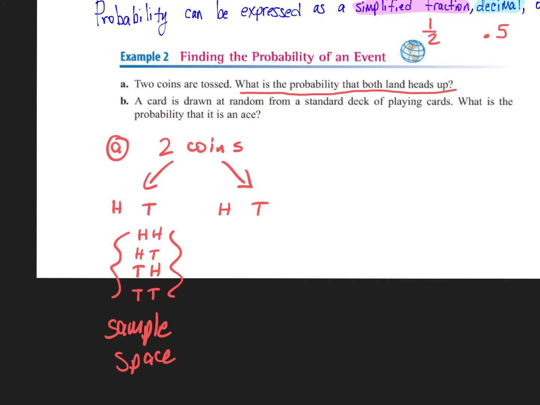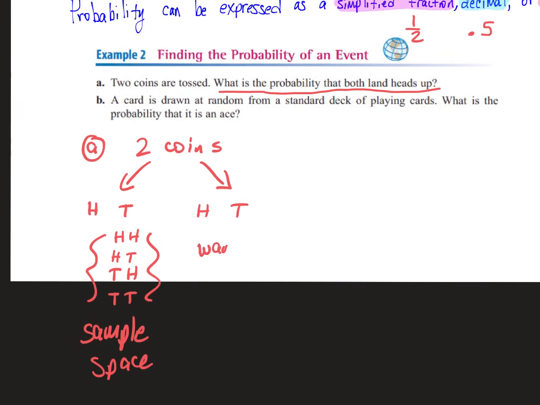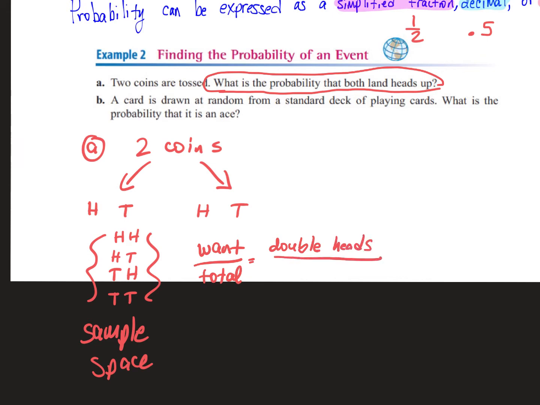Now, what did I tell you that probability was? What over what? What did I just tell you right here? Want over total. That is the most basic way that I can explain that to you. The question said, what's the probability that they both land on heads? So what do I want? Double heads, right? I want them both to be heads. And how many total outcomes are there? 4. There's 4 possibilities or 4 outcomes.